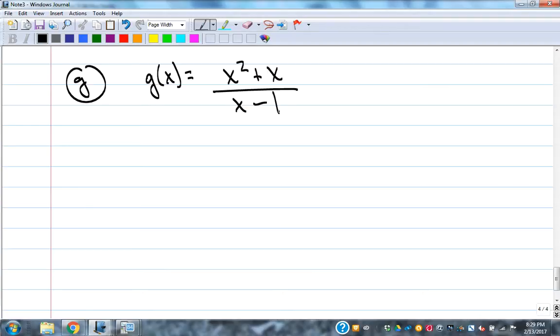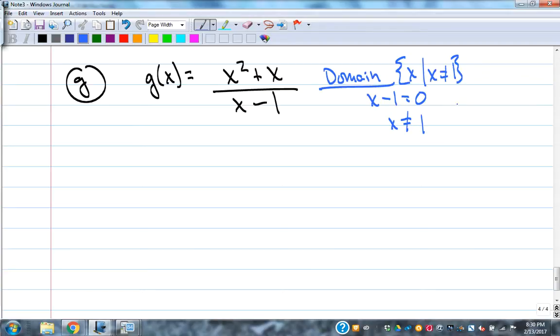Yet is it? Well, what's the first thing we're looking for? Domain. So we've got to do that first. x minus 1 equals 0, so x does not equal 1. The domain is from negative infinity to 1, and 1 to infinity. That should be getting boring, finding the domain of things. We've been doing that a lot, so it should be getting easy.